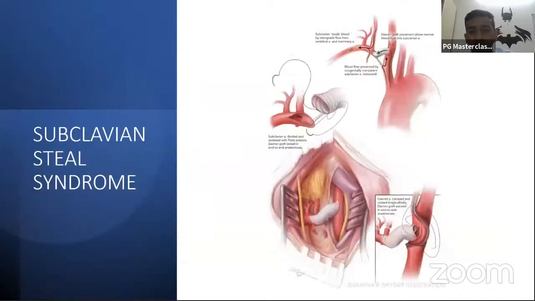Then there is subclavian steal syndrome, if there is an obstruction of the subclavian artery proximal to the origin of the vertebral artery. In such cases, the blood flow is redirected from the vertebral artery downwards, and hence there are signs of posterior cerebral and cerebellar insufficiency. This is a quite uncommon condition, but once diagnosed requires intervention.